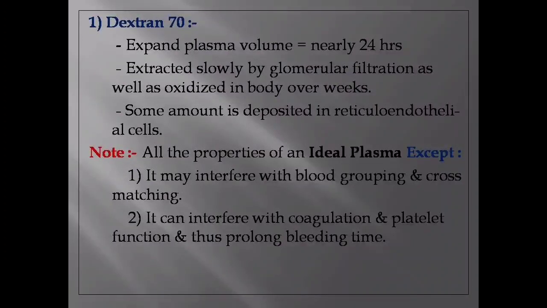It has all the properties of an ideal plasma expander except it may interfere with blood grouping and cross-matching. That is, an ideal plasma expander does not interfere in blood grouping and cross-matching. Second, it can interfere with coagulation and platelet function and thus prolong bleeding time.